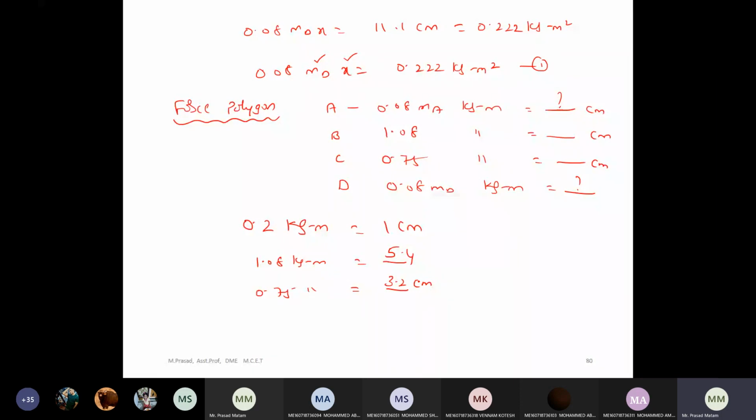Now let us write here for plane B. How much am I getting? 5.4 centimeters, and for plane C it is 3.2 centimeters. Sir, I know 3.75. 3.75 it is. Okay, let us take that, no issues. I'll round up to 3.8 centimeters, no issues.